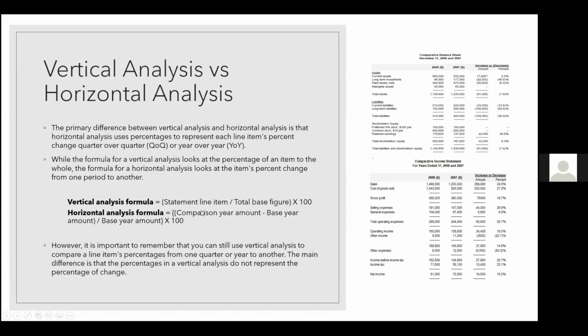So, dito, comparison year amount minus base year amount over your base year amount. No? So, para mas madali nyo matandaan, current year amount minus previous year amount over previous year amount. Okay? So, your vertical analysis formula would be statement line item. So, yung line item mo over yung base figure mo times 100 to get your percentage.